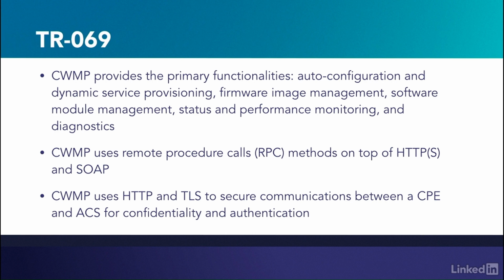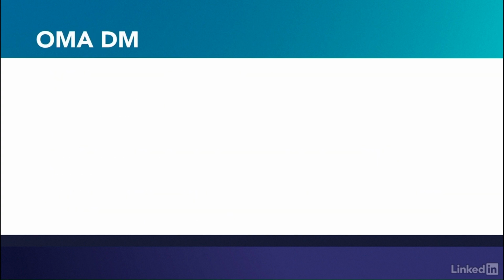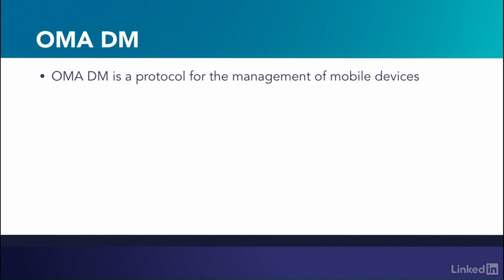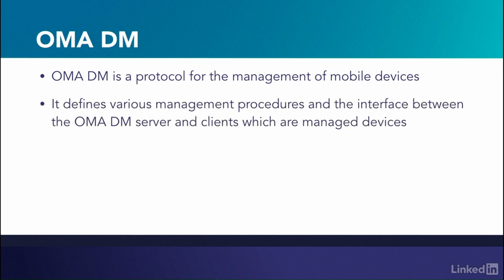There are other specifications defined around TR069, such as data model of managed objects for network devices or services, where you can check the Broadband Forum website for more detail. OMA Device Management, or OMA DM, is device management protocol for mobile devices such as mobile phones and tablets. It defines various management procedures and the interface between the OMA DM server and the clients, which are managed devices.